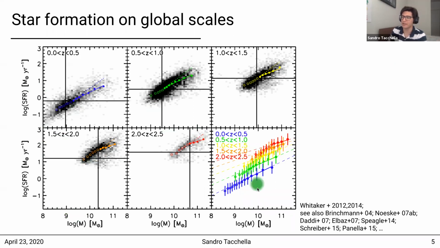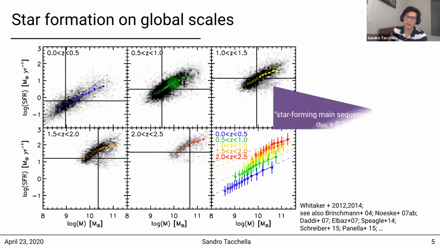You can see this nicely here. At a given stellar mass, the star formation rate was higher at earlier times. And you can also see that this relation is quite tight, and that's why it got its name. Some people call it the main sequence, some people just call it the star forming sequence. I will discuss this relation quite extensively in my talk today. But it's basically a relation between the star formation that we measure in a galaxy and the stellar mass.